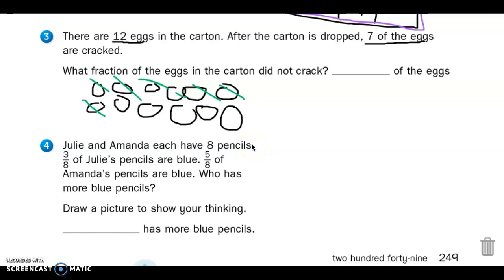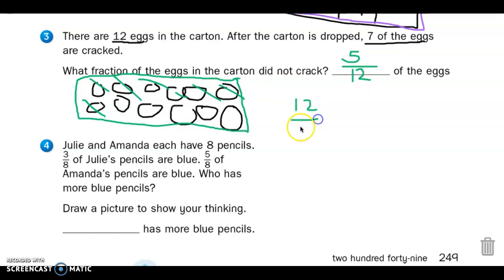Oh boy. Okay. So what fraction of the eggs in the carton did not crack? Well, how many eggs do we have left that aren't cracked? 1, 2, 3, 4, 5 eggs out of 12 total are not cracked. Well, you guys, we know this is our whole, right? This is our collection. 12 eggs make a whole. If I were to write 12 as a fraction, 12 over 12, we know that is equal to 1 or to a whole. But we just dropped 7 out of 12 eggs.